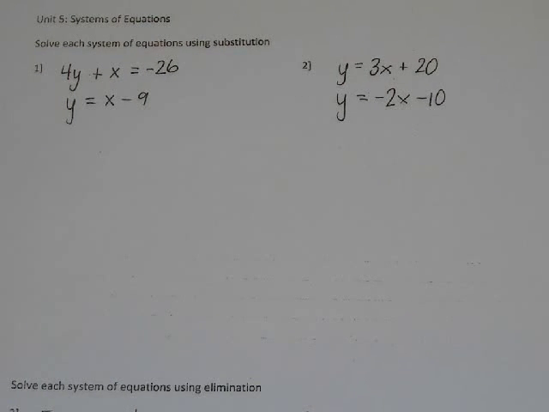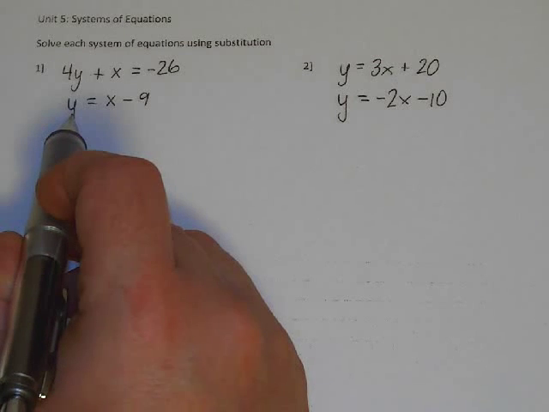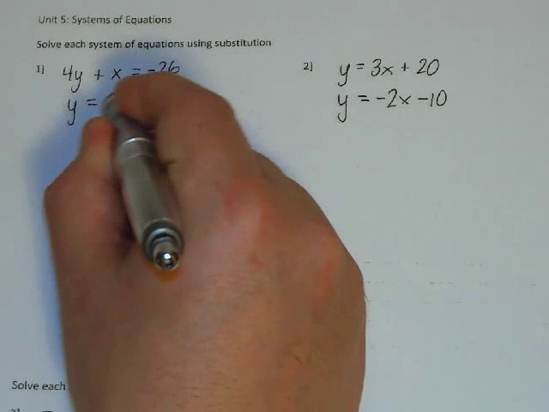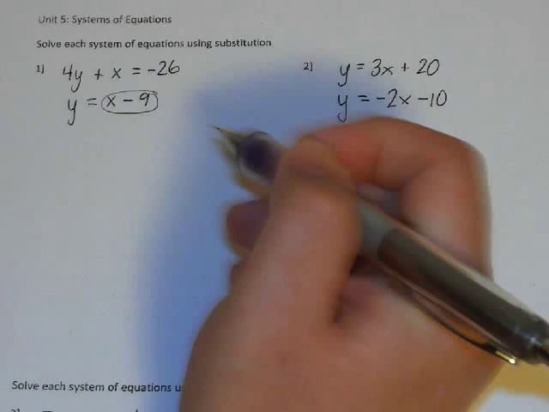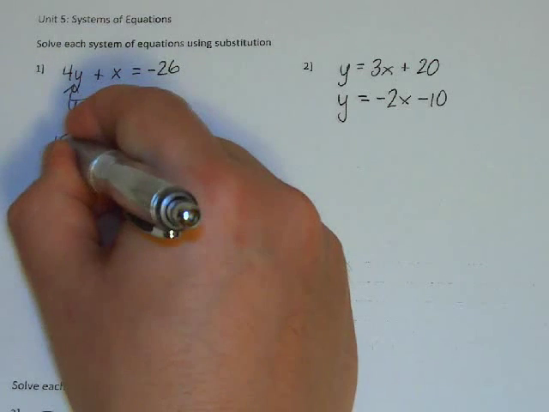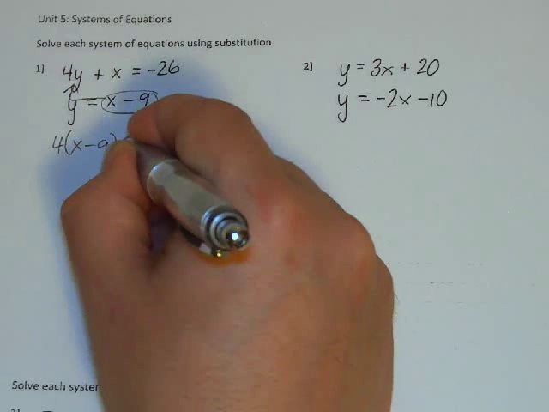So we start off with solving equations using substitution. Now this method works well when one or more of the equations has a variable by itself. So we can see that y is equal to x minus 9. So we can take this part, x minus 9, and plug it in for y into the other equation. Now it's important that you put the x minus 9 in parentheses.